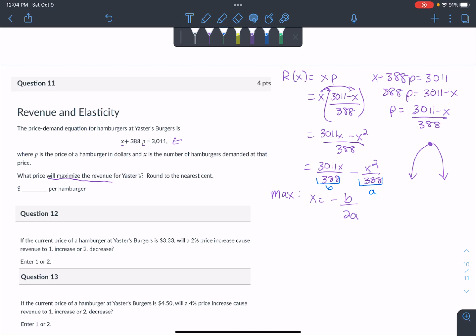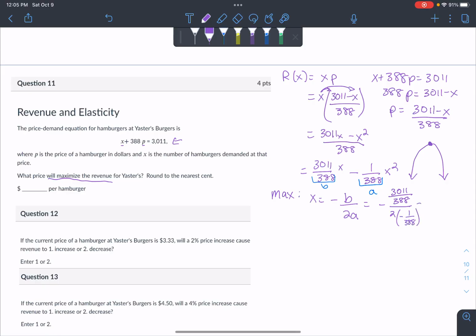So you can kind of think of x squared being here and a is looking like that, and then you can kind of separate them if it helps looking at it like that. So our b is 3011 over 388, and our a is minus, because we'll take the sign with it, 1 over 388. So my maximum occurs at negative 3011 over 388 all over 2 times negative 1 over 388.